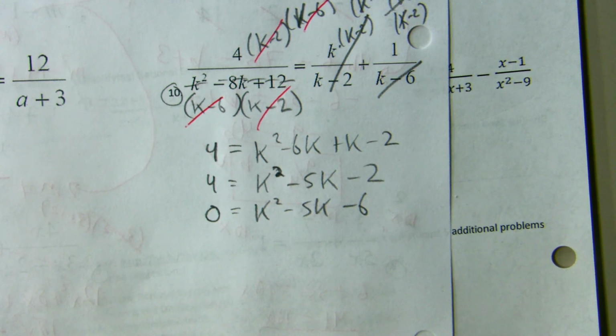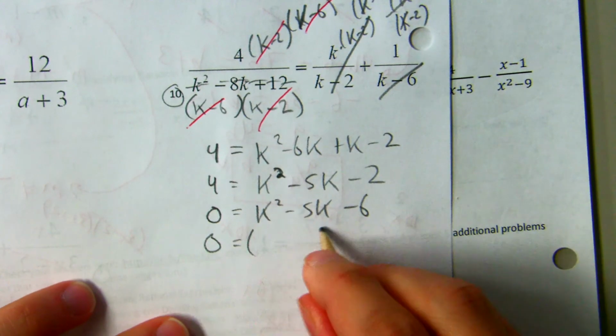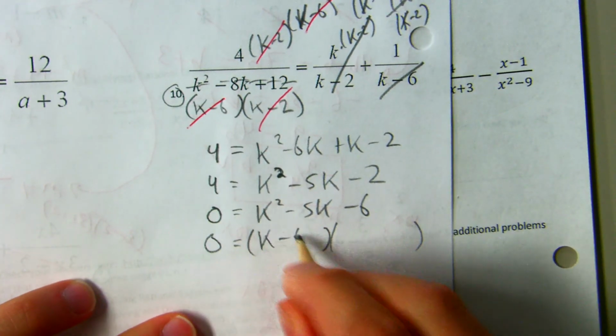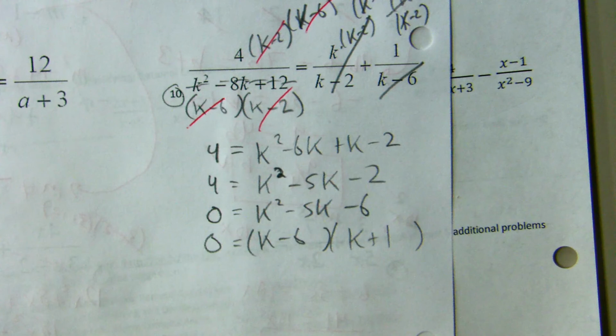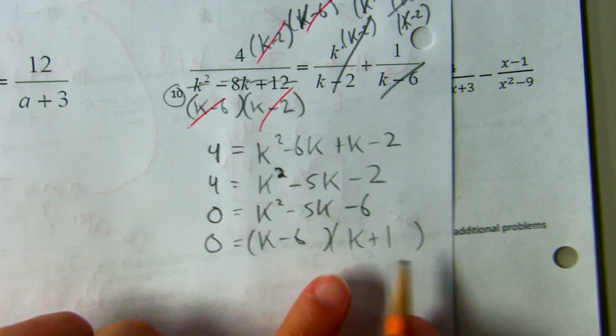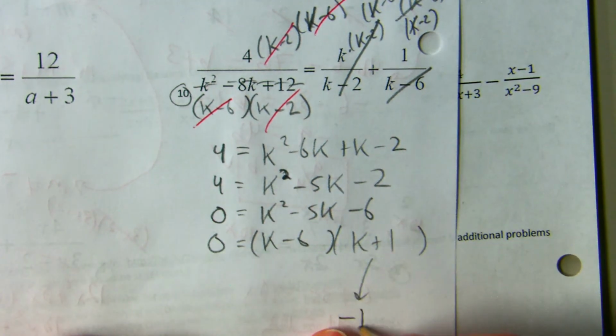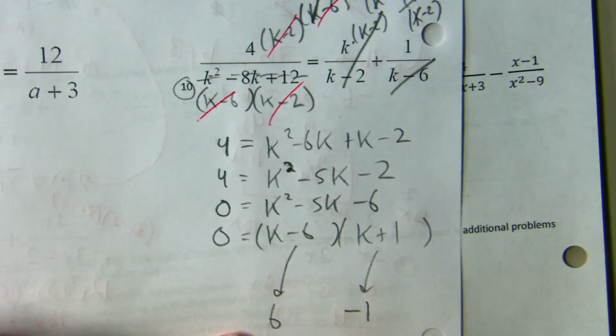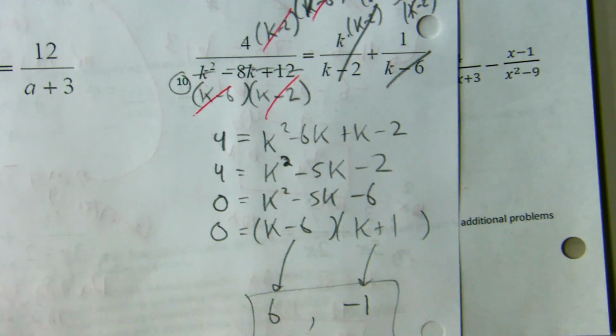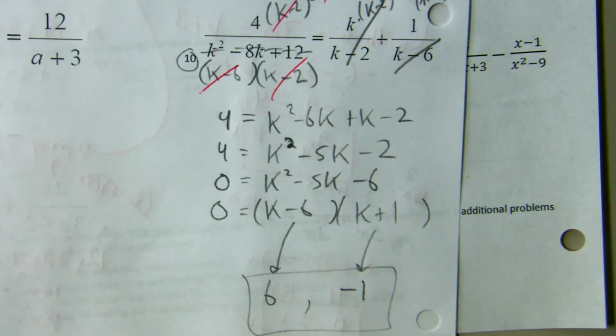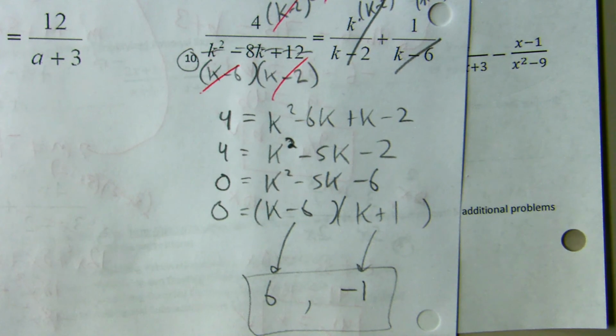And in this case, this one also factors, which is my preferred method just because it's quick. And so this times this is supposed to equal 0. That's true where this equals 0 and where this equals 0. 6, negative 1. Good with both those?